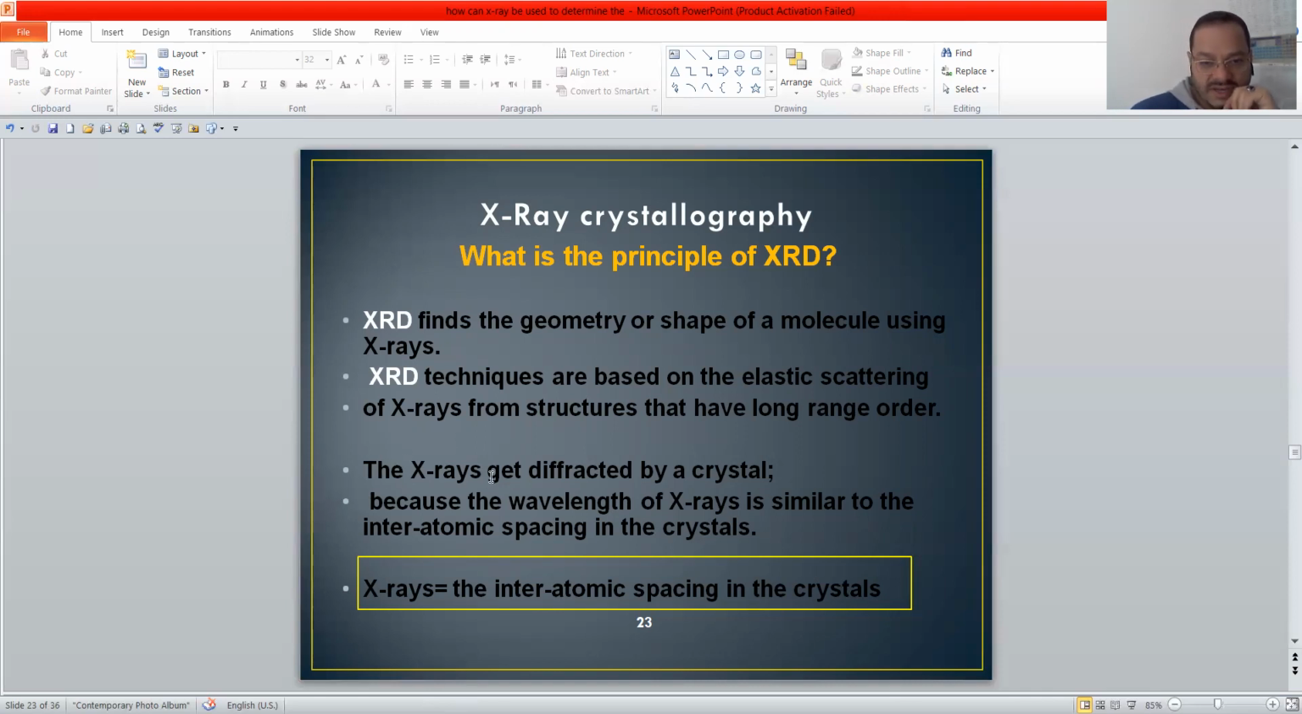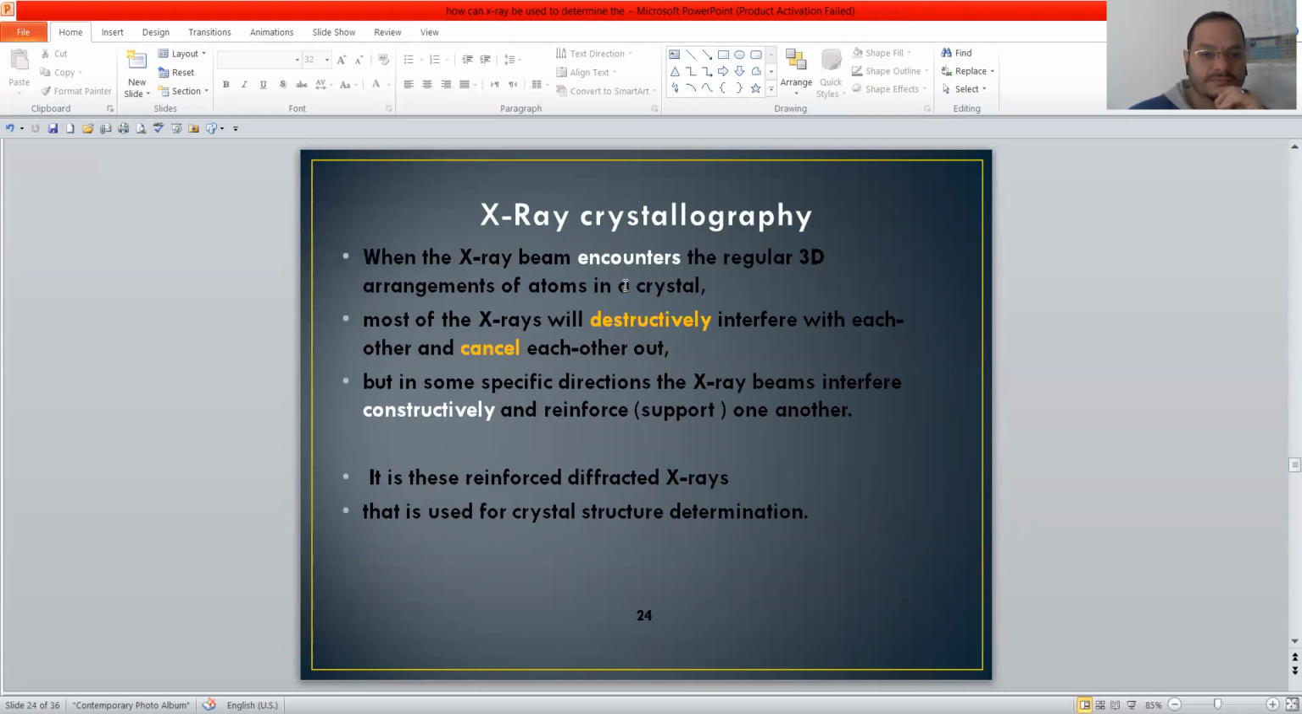Like I said before, the X-ray gets diffracted by a crystal because the wavelength of X-rays is similar to the atom spacing, and I'm talking about the crystal atoms and the crystal structure. X-rays have a different wavelength from visible light, so they can enter easier than visible light, like we explained in the previous lecture, the previous slides.